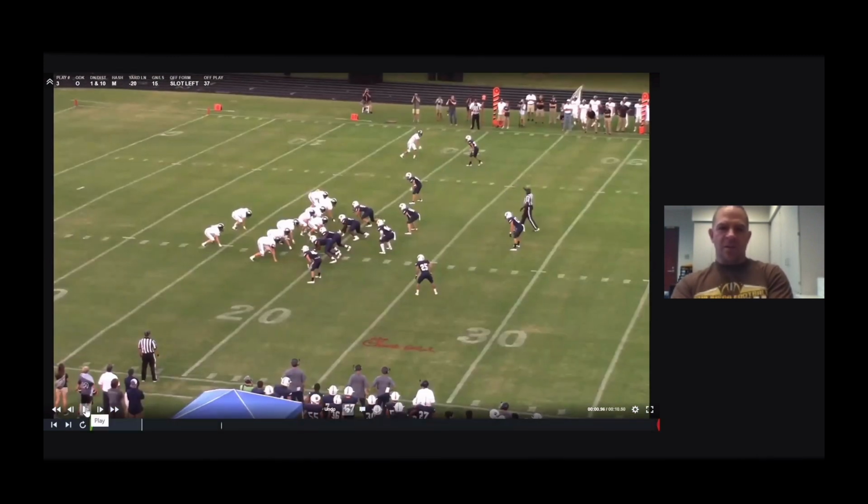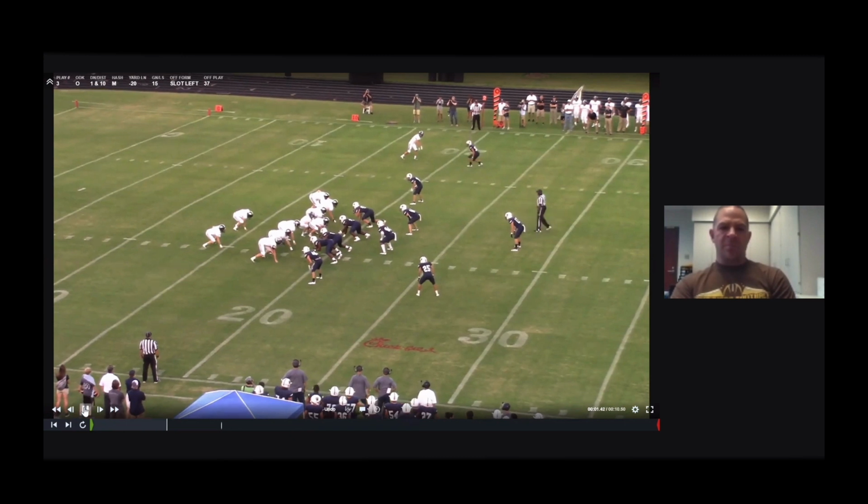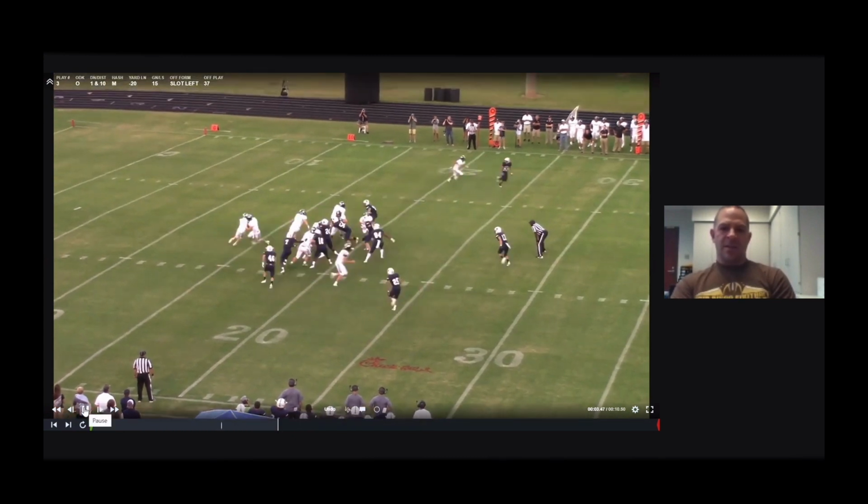Here's North Hall, a high school in Georgia, running slot buck sweep. Okay, again, the dive back's going to be the ball carrier. The wing's going to be down block, and everybody's doing the same job, same backfield action, same blocking. A slot buck sweep.